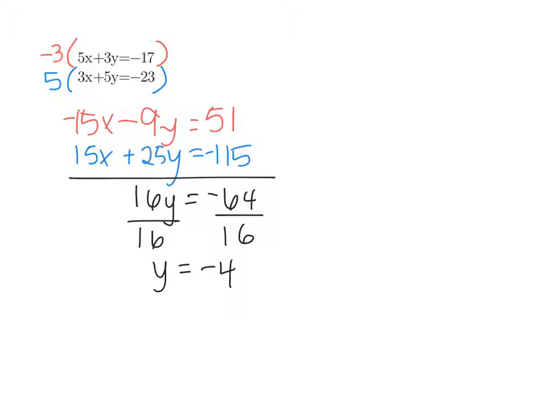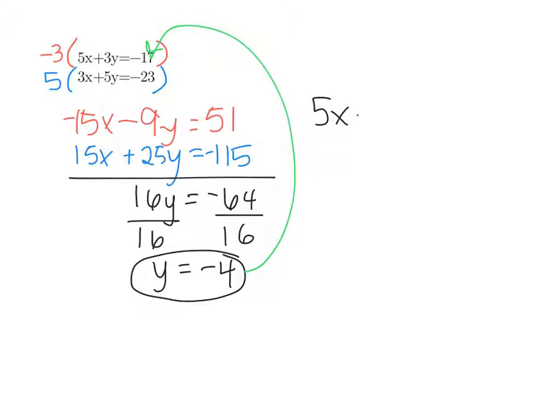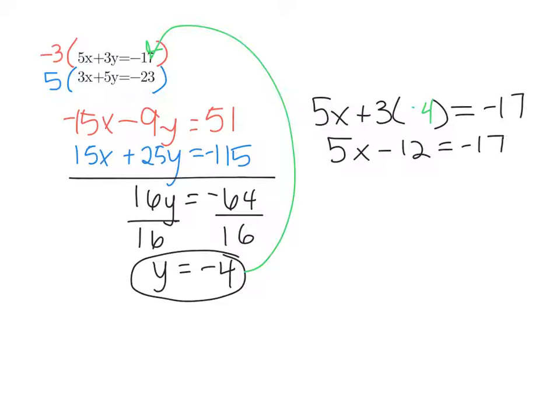Seem to like the 4s today. And I'm going to take that y equals negative 4, and I'm going to substitute it back into one of my equations. It does not matter which equation. You get to pick the equation that you think looks easiest. Just for the sake of it, I'm going to go into that top one. So we would plug it into 5x plus 3 times my variable equals negative 17, and my variable happens to be negative 4. So I'm going to do the math, and we get 5x minus 12 equals negative 17.